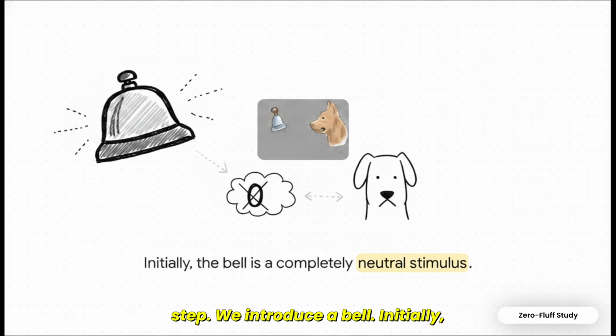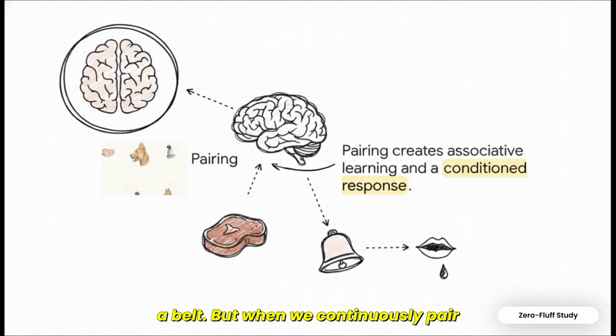We introduce a bell. Initially, this bell is a completely neutral stimulus. The dog hears it and feels absolutely nothing. Zero salivation. It's literally just a dog staring blankly at a bell. But when we continuously pair that neutral bell with the unconditioned meat, the brain physically rewires itself. We achieve associative learning. That once neutral bell actually becomes a conditioned stimulus. Now, just ringing the bell alone triggers a brand new conditioned response, salivation. So from molecular neurotransmitters to learned behavioral responses, the chain remains totally unbroken.